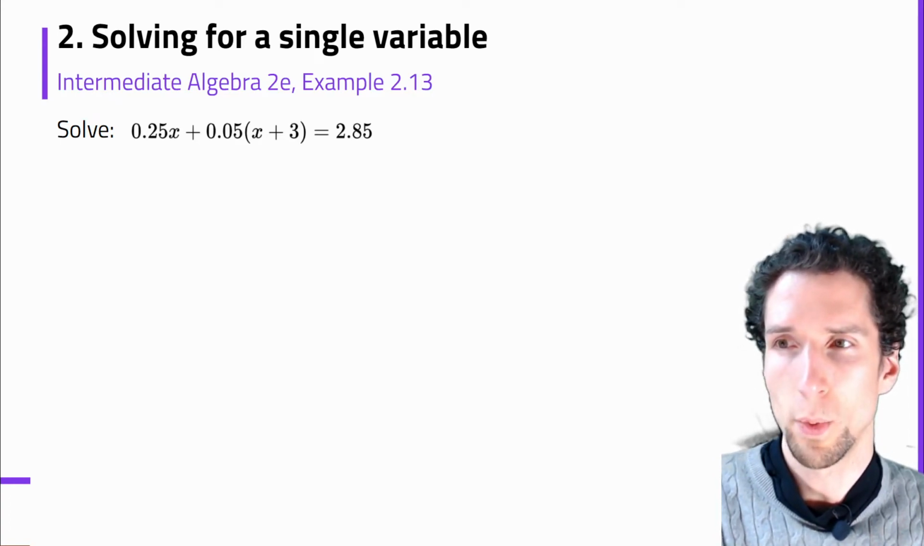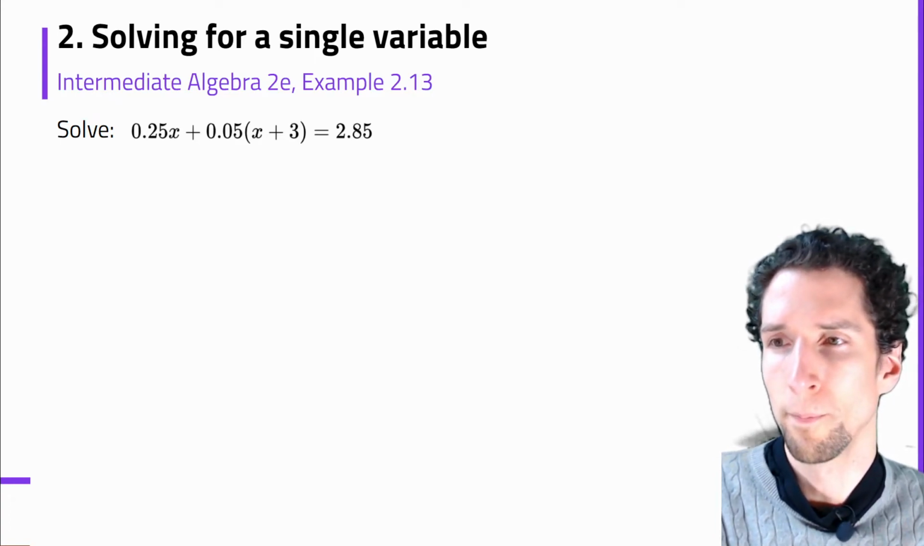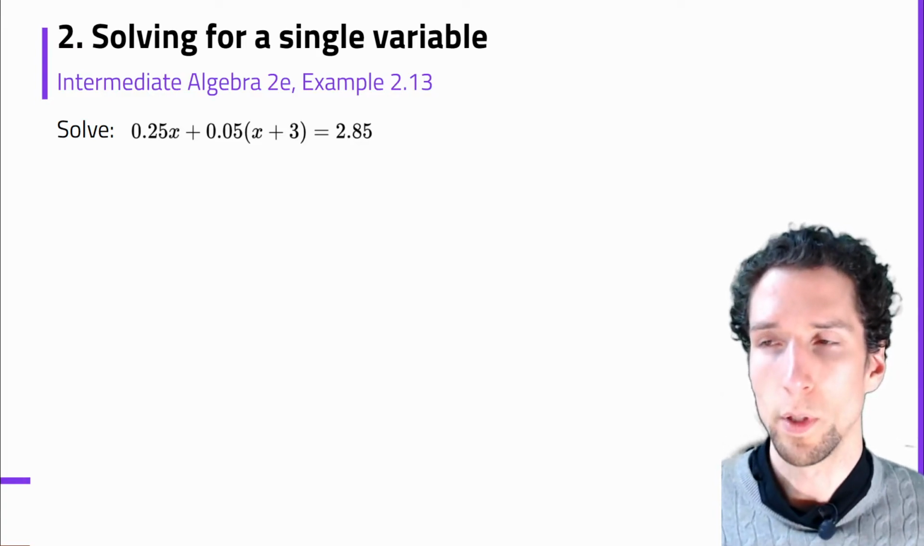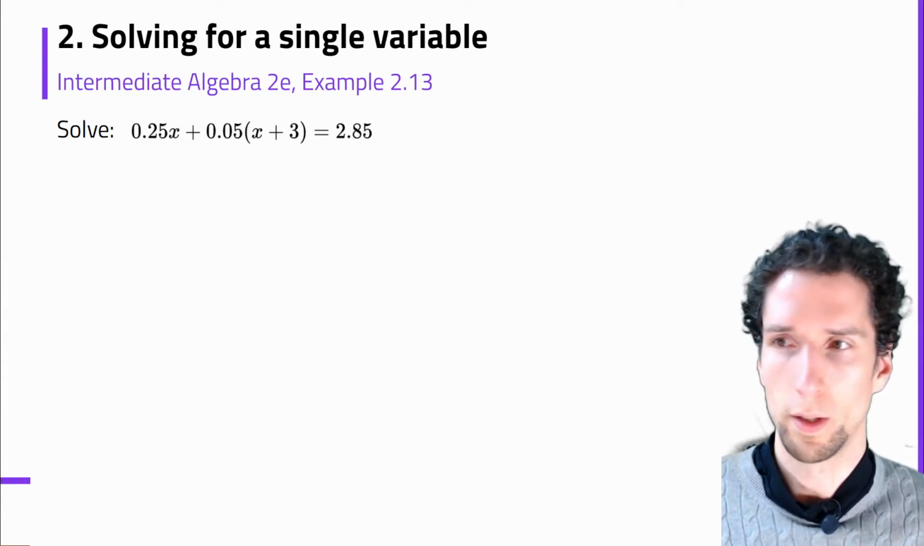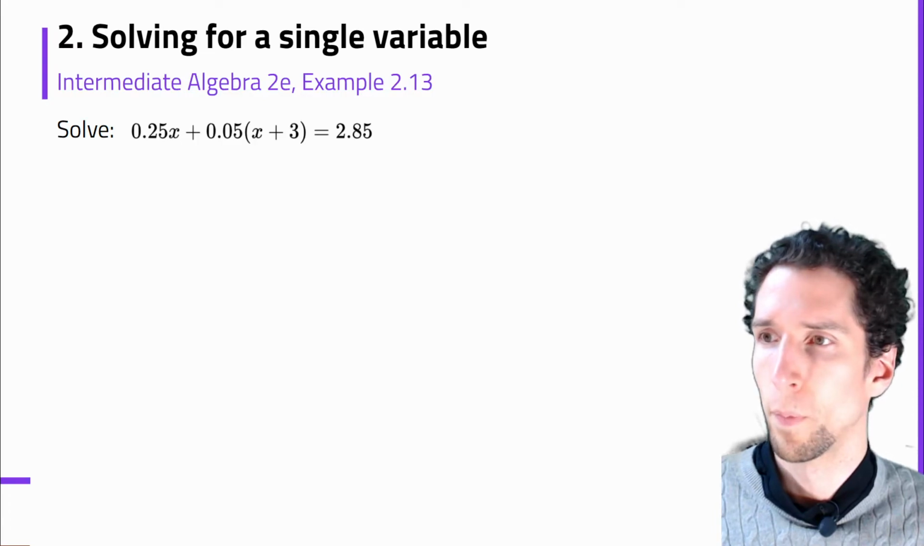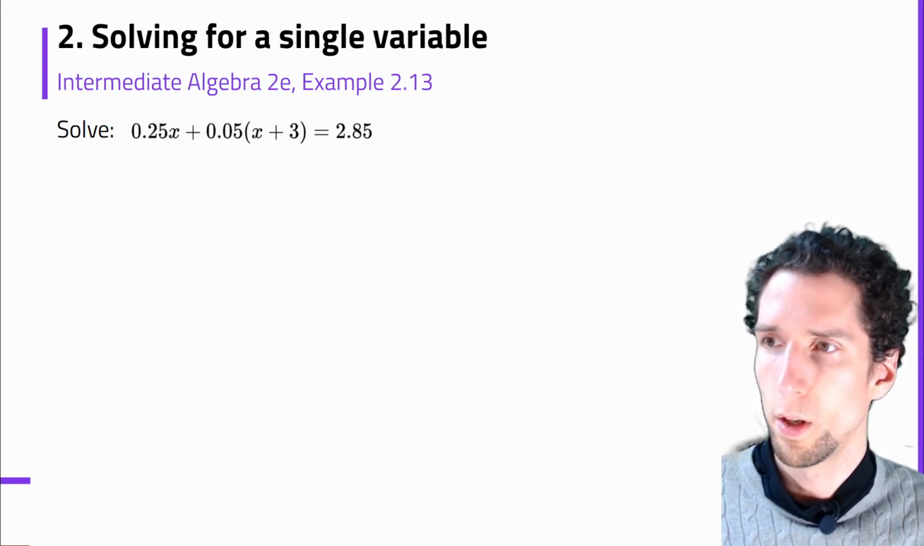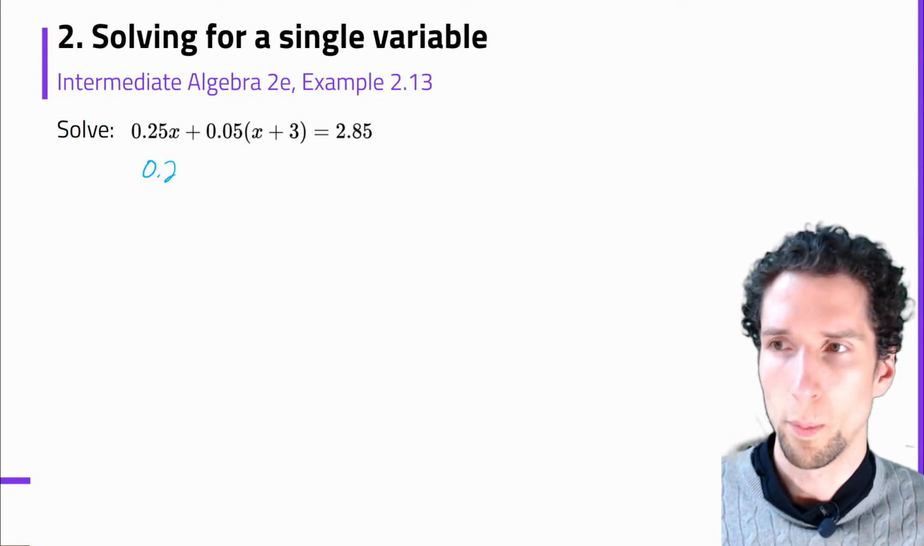If I multiply by 20, all these decimals will disappear. Or we can just leave the decimals and use them. They're not that hard to deal with. So I'll choose that method. So let's expand the brackets that we have here.